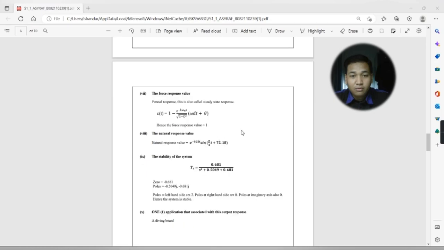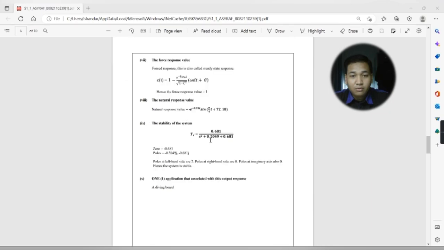The next question is the natural response value. The natural response value is equal to negative e to the power of negative 0.25 t times sine in the bracket of lambda over 4 t plus 72.18.